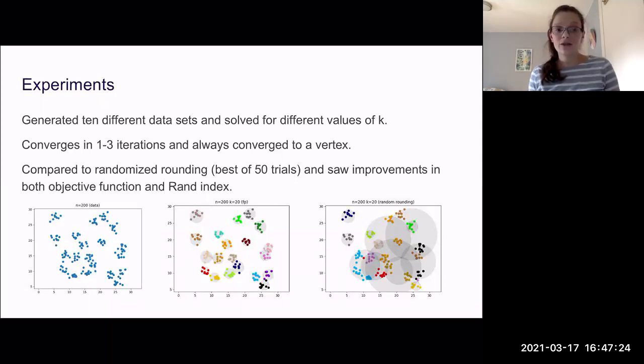And compared to randomized rounding, where we took the best of 50 trials, we saw improvements both in the objective function and the Rand index, which looks at it in comparison to the original clustering. So also one of the key takeaways is that the difference that we see in objective function and in Rand index is greater as k increases. So as you have a larger number of groups, you actually see a bigger payoff of using this new rounding for the semi-definite program versus the randomized rounding.